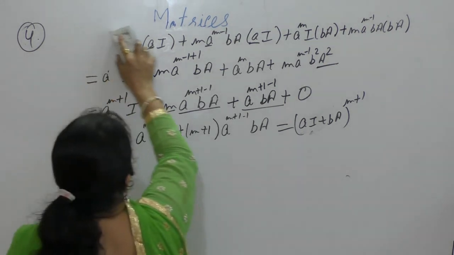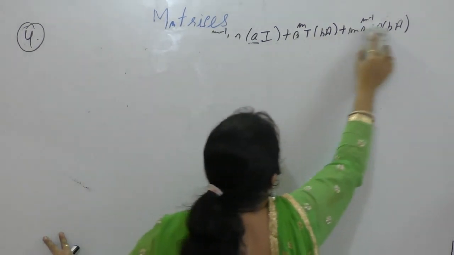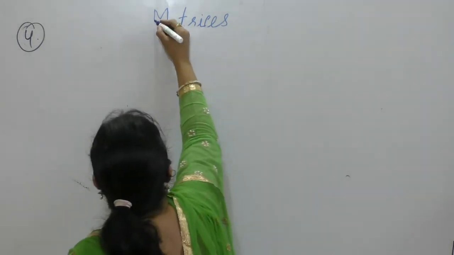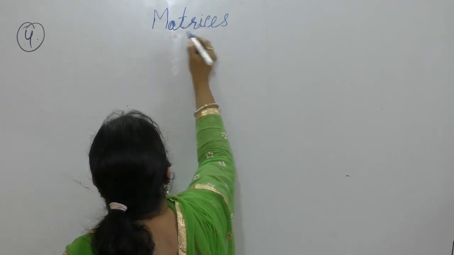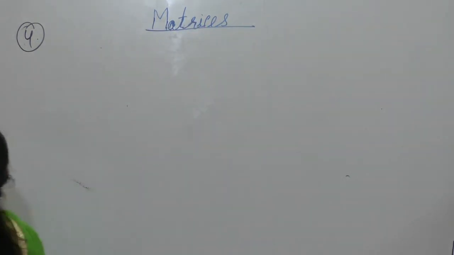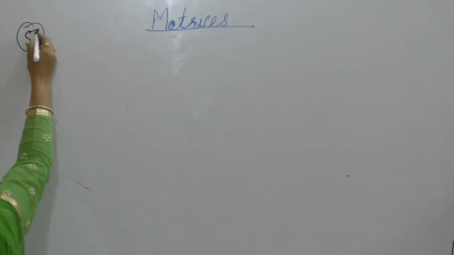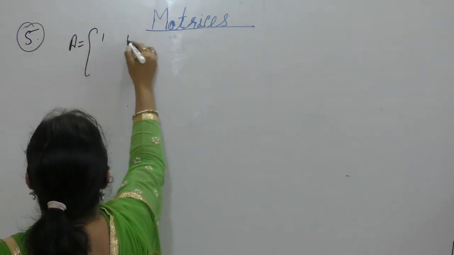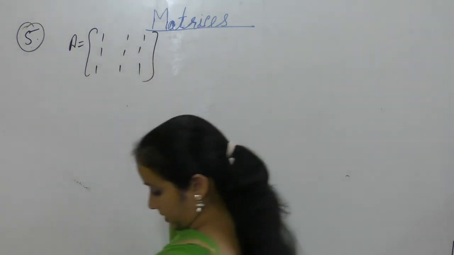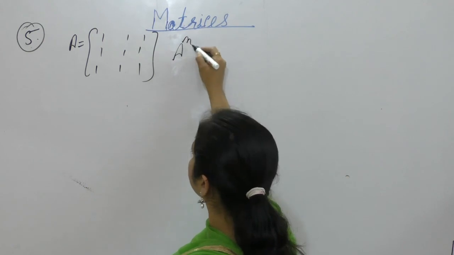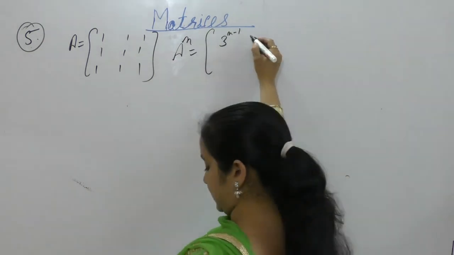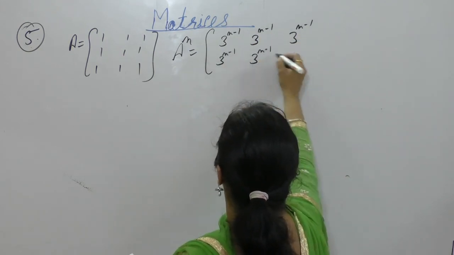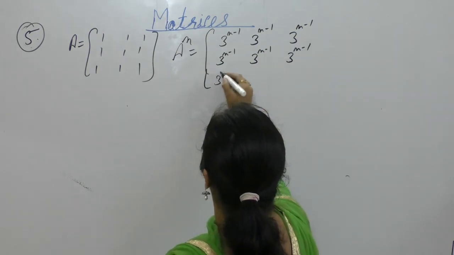Now the next one is question number 5. If A is equal to the matrix with entries 1, 1, 1, then prove that A to the power n is equal to the matrix with 3^(n−1) and 3^(n−1).